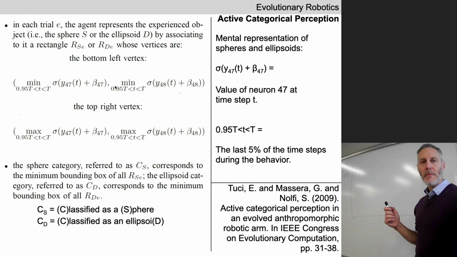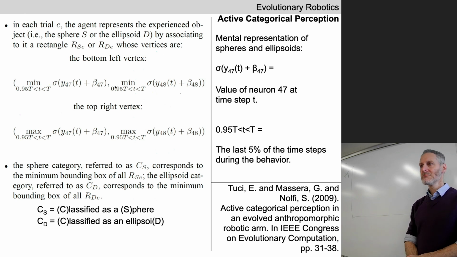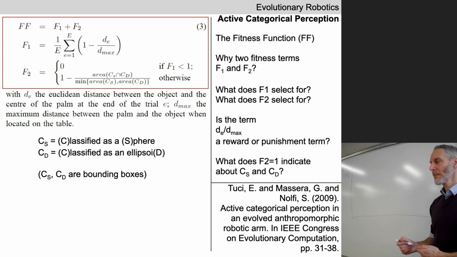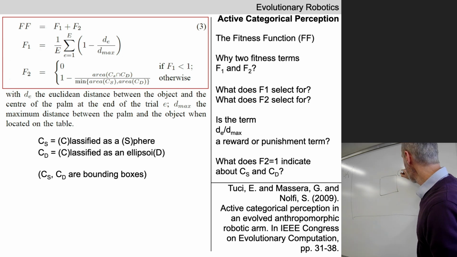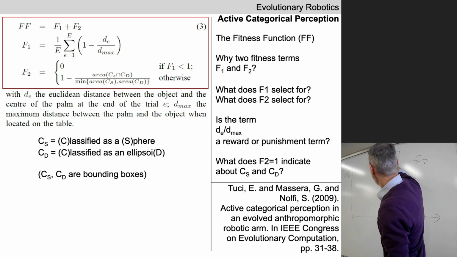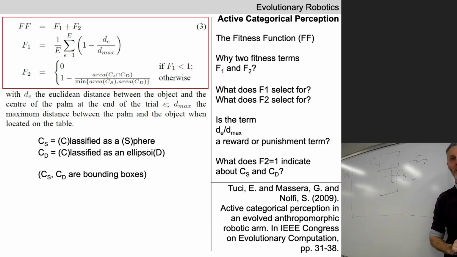In this approach, if we added cubes, how would we modify the fitness function so that the robot can magnify category differences between spheres and ellipsoids, spheres and cubes, cubes and ellipsoids? Spheres, ellipsoids. Apologize for the sloppy terminology. Cubes. How does the fitness function change?